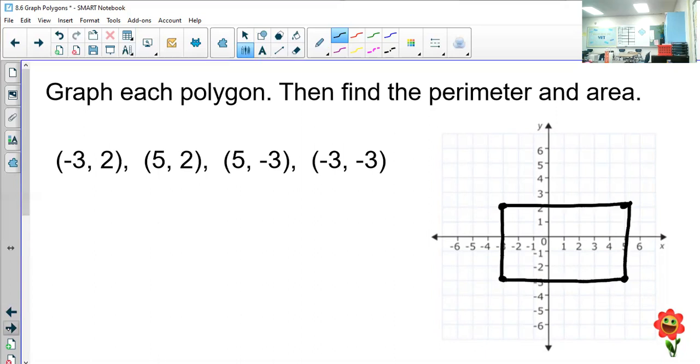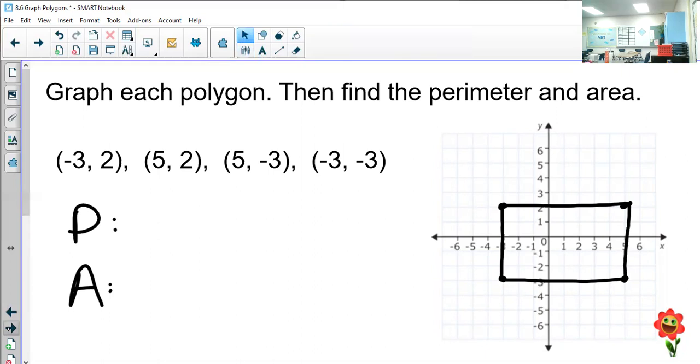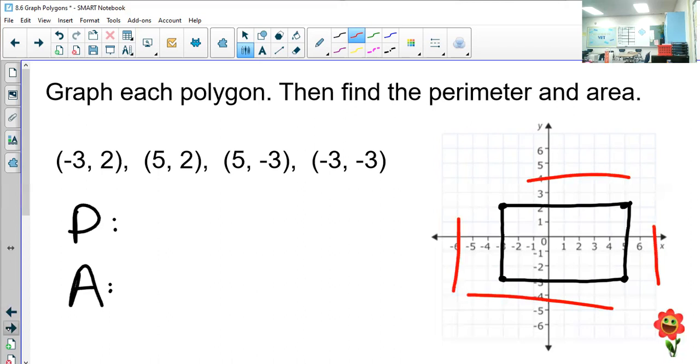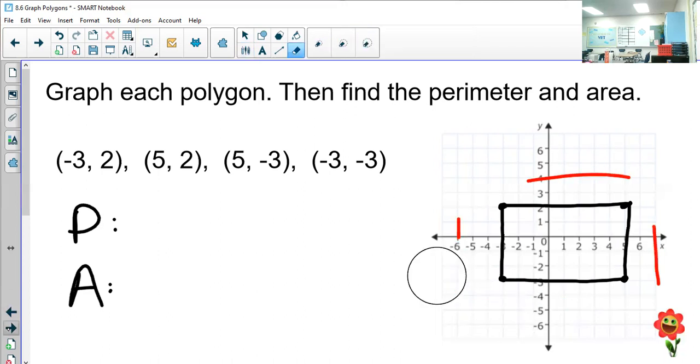Okay, so we have to find the perimeter and the area. Let's start with perimeter. What is perimeter? Perimeter is the distance around the shape. So here we've got a rectangle, okay? And here's how I would do it. They're always going to want you to graph it first, so you're going to have this visual. I'm just going to count, right? I just have to add up all 4 sides, and that's my perimeter. So here's what I'm going to do.